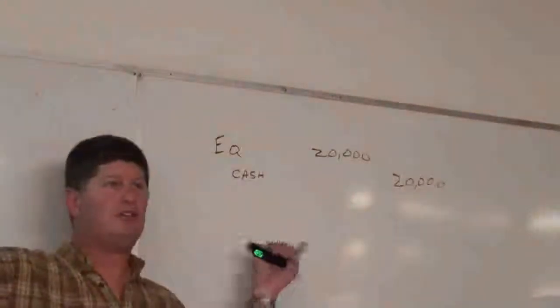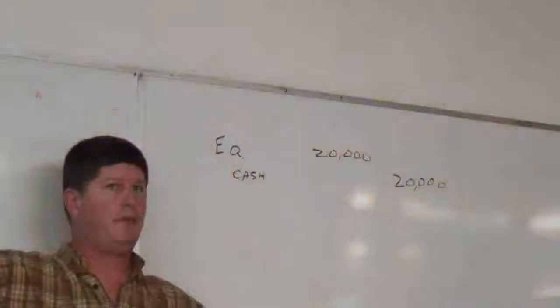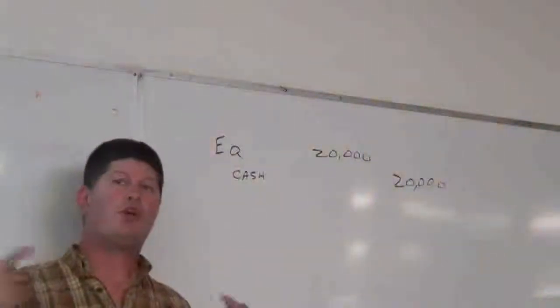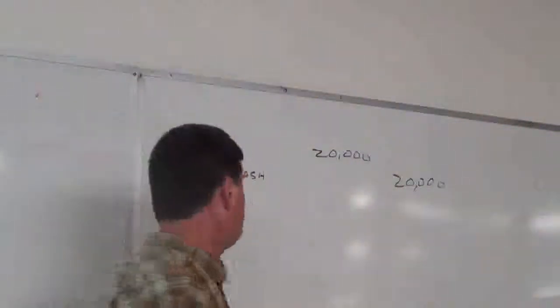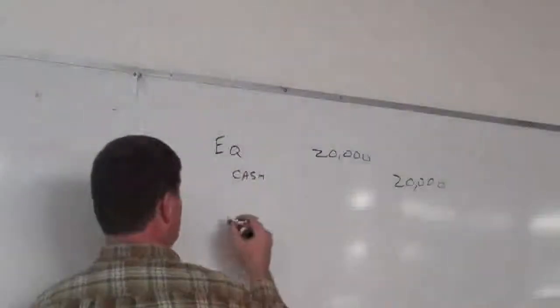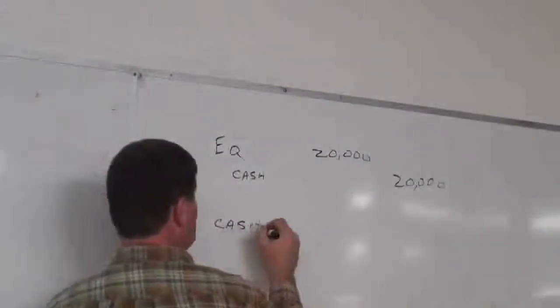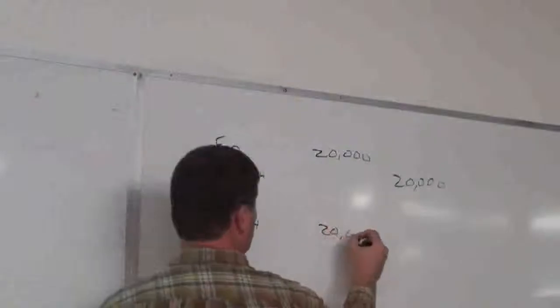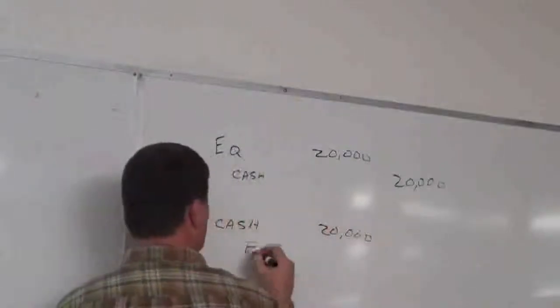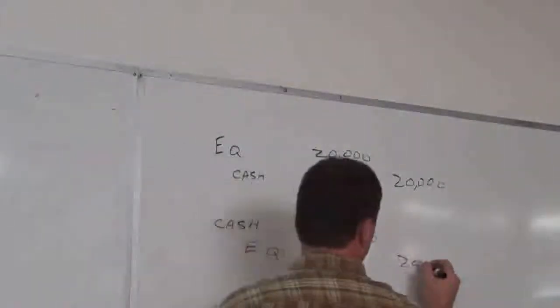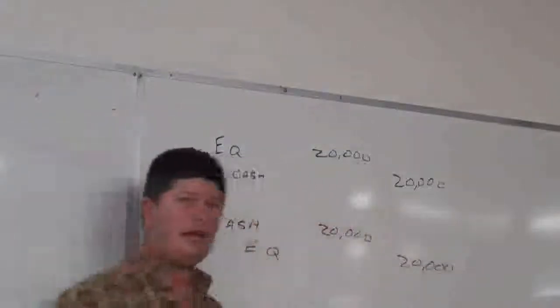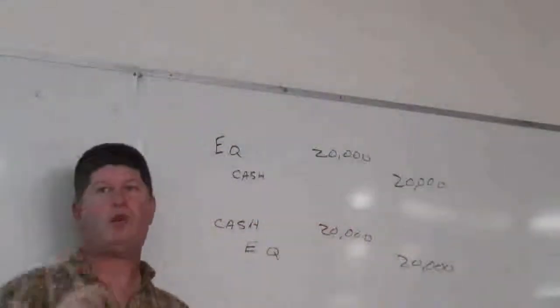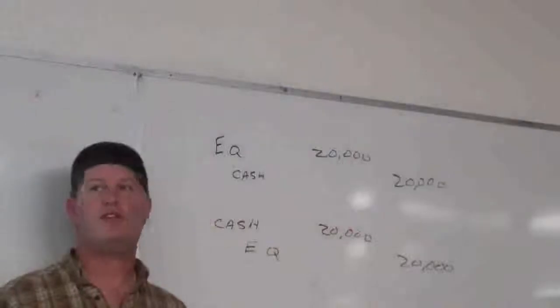I just don't have a date and a description. Everybody understands what I'm doing? Okay, so we're going to return this because there's something wrong with it. My entry is the reverse of this. I'm going to debit cash for 20, and I'm going to credit equipment for 20. Maybe you were asking about something else, but this doesn't affect fees income.